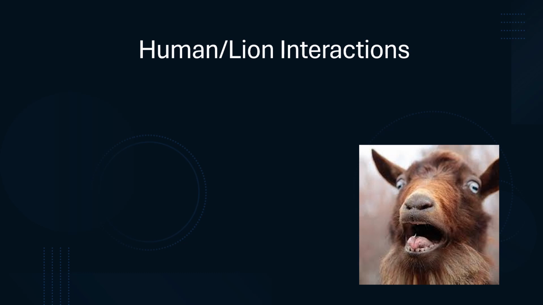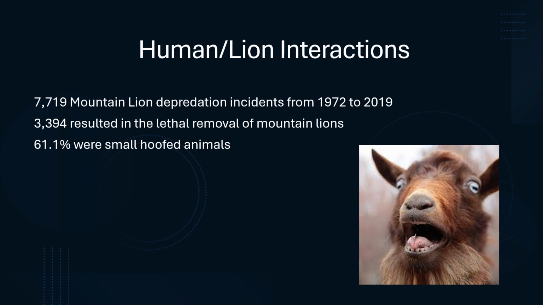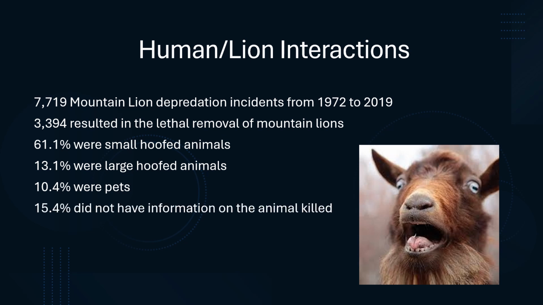In their analysis, they found 7,719 verified instances of mountain lion depredation events in California from 1972 to 2019. 3,394 resulted in the lethal removal of lions. Of those 7,719 events, 61.1% were small hoof stock, which is things such as sheep and goats. 13.1% were large hoof stock, which are things like cattle. 10.4% were pets, which are dogs, cats, chickens, ducks, or anything like that. And then 15.4% did not have data that specified what the animal was.